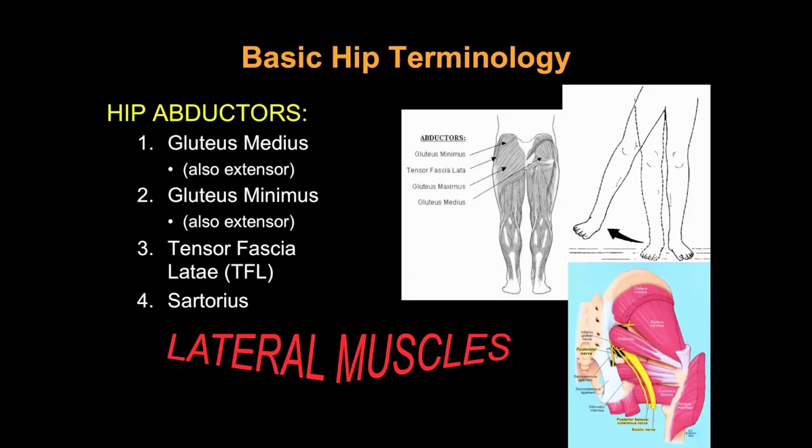In terms of the hip abductors, those include the gluteus medius, which is also an extensor, the gluteus minimus, which is also an extensor, the tensor fasciae latae, which travels within the iliotibial band, and the sartorius. Now the hip abductors, the gluteus medius and minimus, will insert into the greater trochanter.